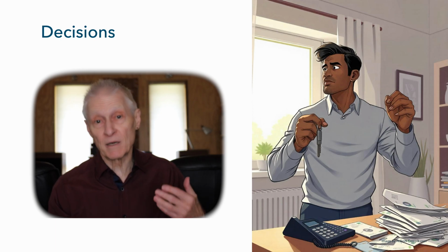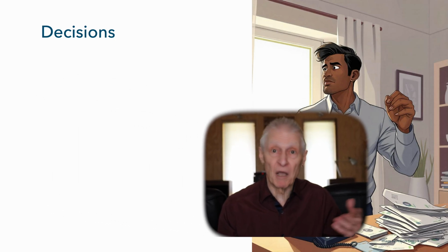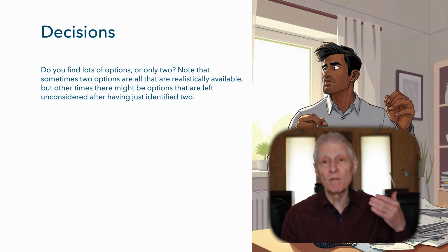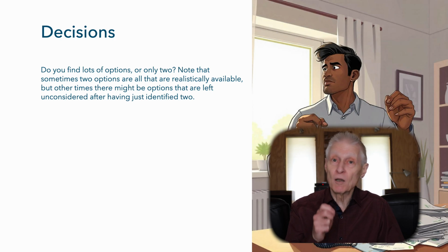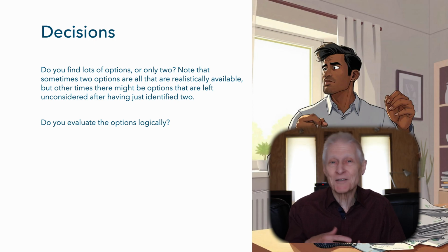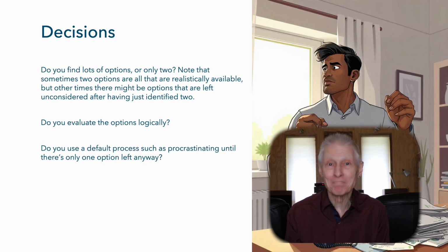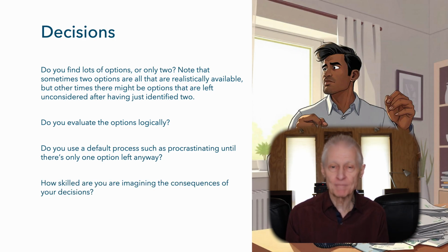The interesting challenge you might encounter is working out how you even make decisions. Do you find lots of options, or only 2? Note that sometimes 2 options are all that are realistically available, but other times there might be additional valuable options that are left unconsidered after having identified only 2. Do you evaluate the options logically? Do you apply critical thinking to your option evaluation? Do you use a default process such as procrastinating until there's only one option left anyway? How skilled are you at imagining the consequences of your decisions?